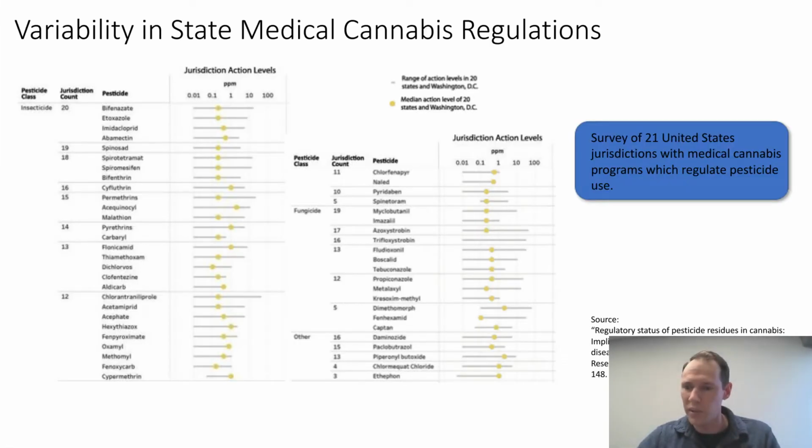And then also in the same study, they did look at the differences in action levels for the pesticides that were regulated by more than one state. And again, they found a pretty broad range of action limits. Some of these chemical pesticides you can see here range in having action levels from up to 3 orders of magnitude difference between the different programs, and that's represented here with these gray lines, with the median action level represented by the yellow circle in these charts.